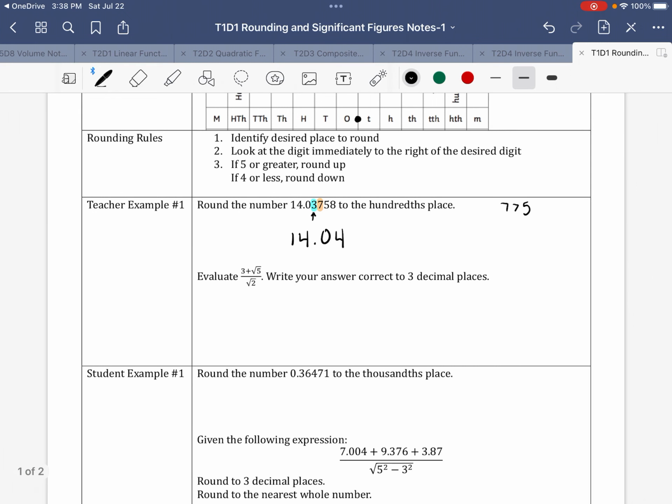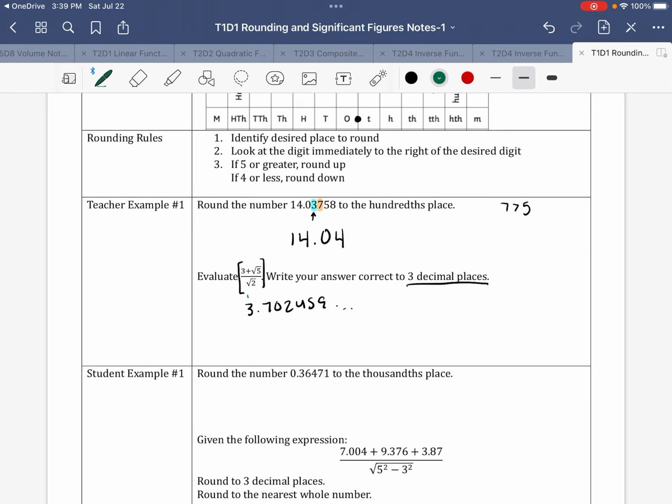For the second part, we need to put this fraction into the calculator, right? So 3 plus the square root of 5, all divided by the square root of 2. And when I put that in the calculator, I get 3.702459 and a couple more digits after that. And this one is asking for 3 decimal places.